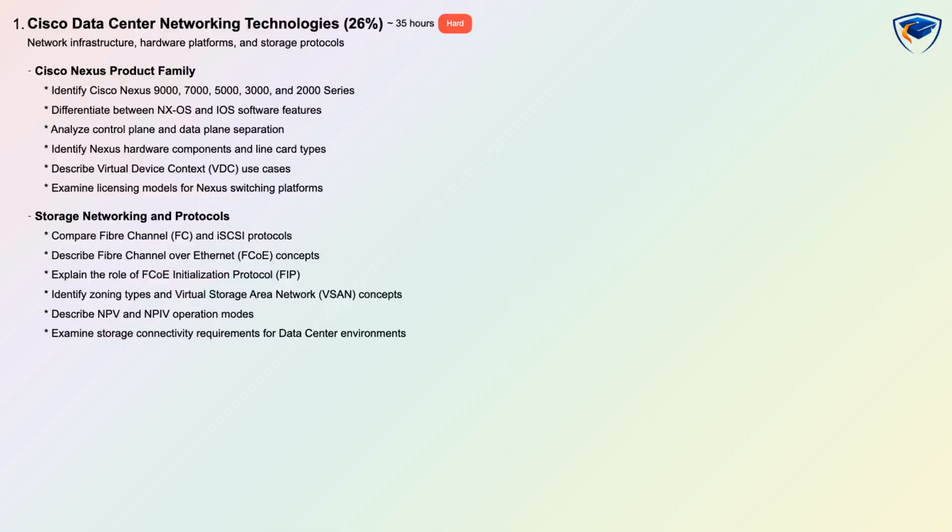The Cisco Data Center Networking Technologies domain is all about understanding the networking infrastructure, hardware platforms, and storage protocols in a data center. This domain requires in-depth knowledge of the Cisco Nexus product family, including the 9000, 7000, 5000, 3000, and 2000 series. You should also be familiar with storage networking and protocols such as Fiber Channel, ACI, and Fiber Channel over Ethernet. To succeed in this domain, you'll need to spend around 35 hours studying and have a solid understanding of conceptual and scenario-based assessment types.